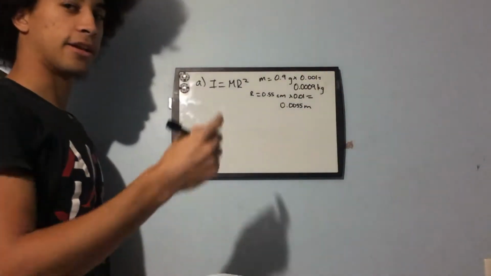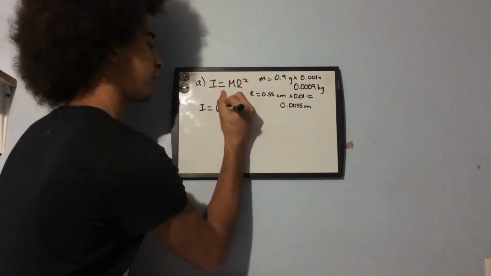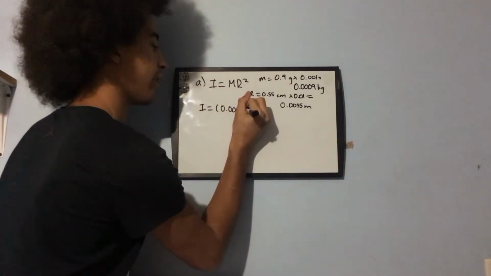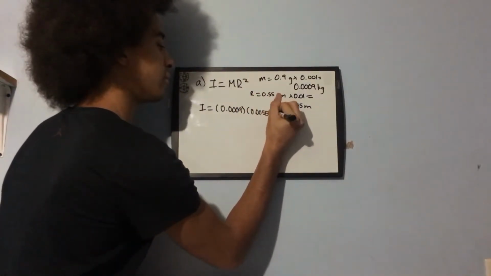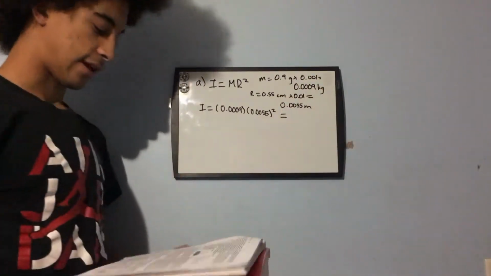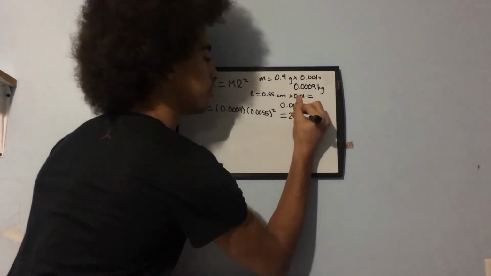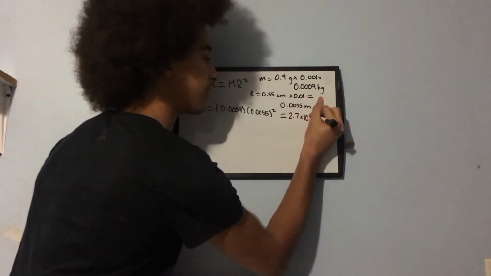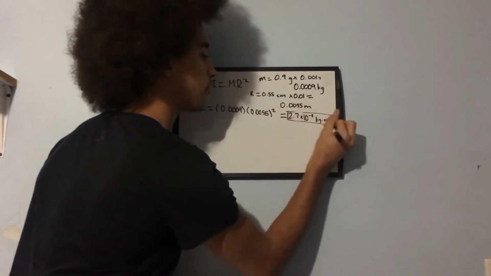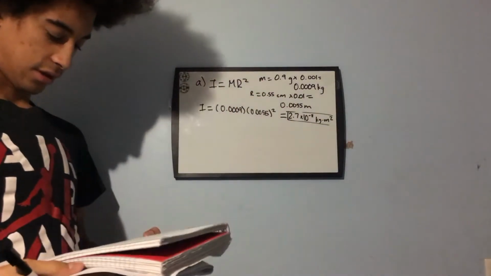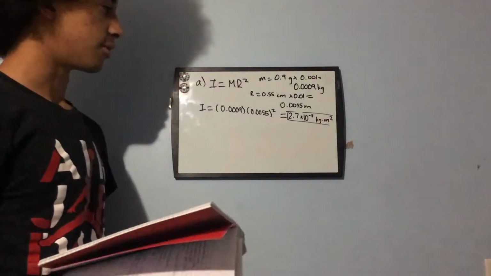So then we just plug that into the moment of inertia equation. We'll have 0.0009 times 0.0055 squared, and that will equal 2.7 times 10 to the negative 8 kilograms times meters squared for the moment of inertia for part A. Alright, so then we'll want to keep that answer in mind for part B.